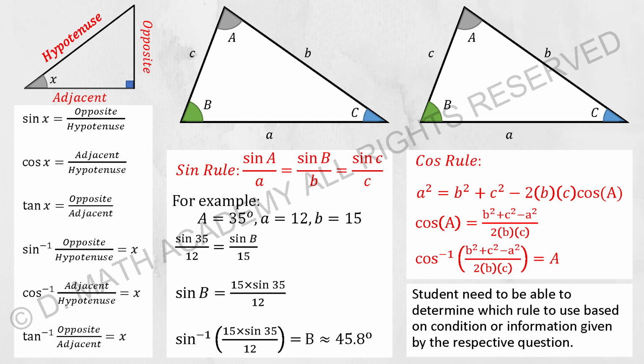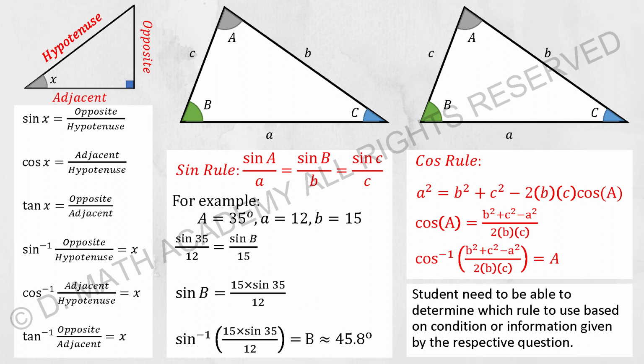the denominator side. Okay, so for example, we have sine A over a equals sine B over b, which translates into sine 35 over 12 equals sine B over 15. Run the rearrangement, and then you will get your B angle as 45.8.